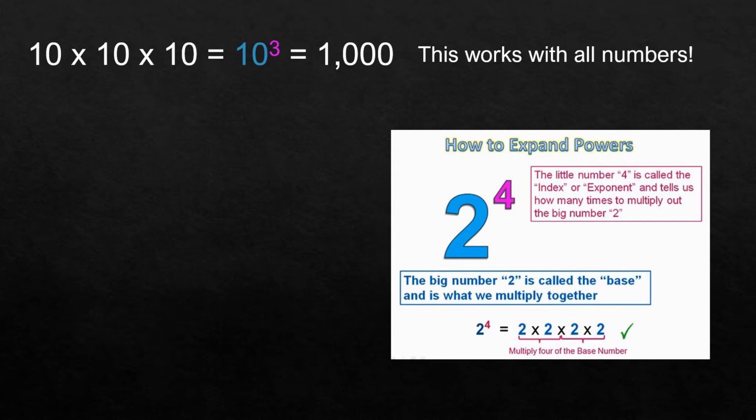This works with all numbers, not just powers of 10. For example, I can rewrite the repeated multiplication of the factor 2 by using the number 2 as a base. To show that 2 is being multiplied 4 times, I can write 2 to the fourth power. 2 is the base and 4 is the exponent.